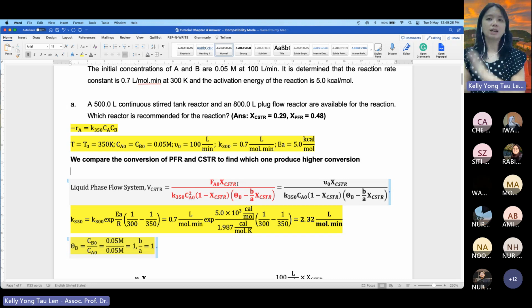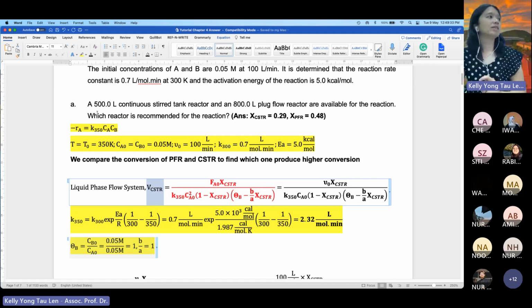What unknowns we already know, and what unknowns we still don't know. First of all, the volume of the CSTR we already know, because the question says this is a 500 liter CSTR. So on the left side, the volume I have solved. Let us go to the right hand side.